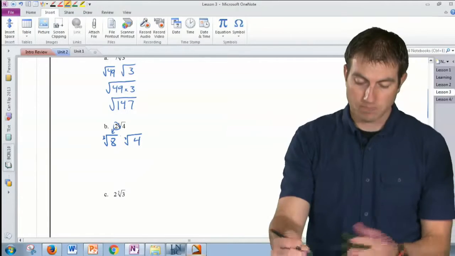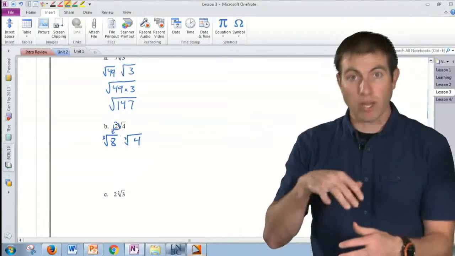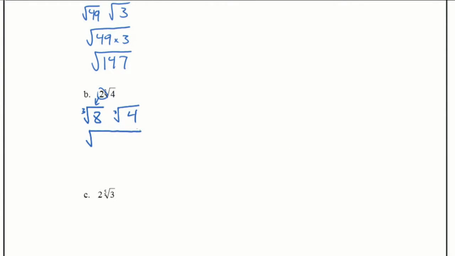And then I can say, I have two cube roots. I can combine these under one radical sign or one cube root sign. So I'm going to write one big cube root sign, 8 times 4. And then just do the multiplication. 8 times 4 gives me 32. So I can take the cube root of 32.